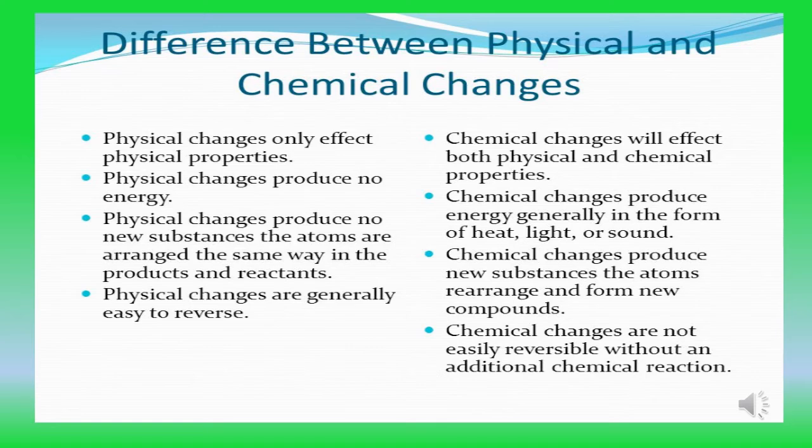Physical change produces no new substance. The atoms are arranged the same way in the products and reactants. Chemical changes produce new substances, where the atoms rearrange and form new compounds. Physical changes are generally easy to reverse, and chemical changes are not easily reversible without an additional chemical reaction.